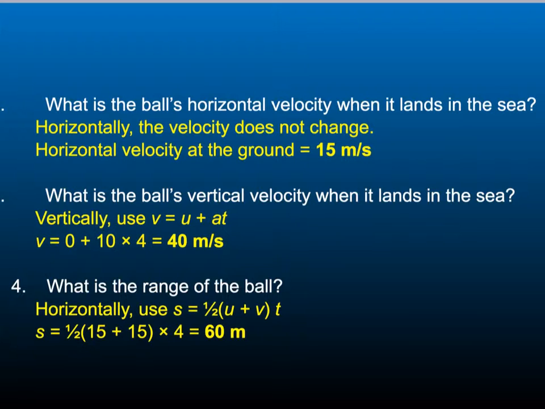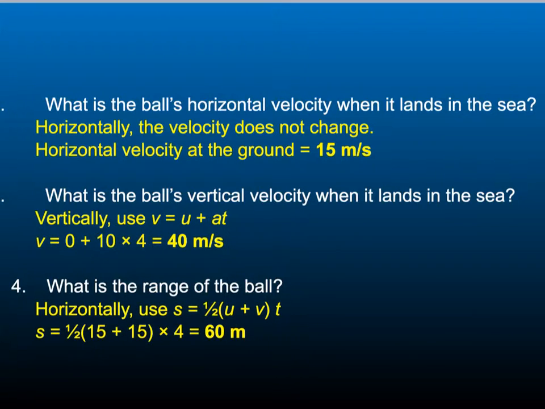Okay, and the last one, when we are talking about the range of the ball, or the distance the ball has gone from the bottom of the cliff, we are only using the horizontal velocity, or the horizontal components. We want S, which is going to be the distance from the bottom of the cliff. We have U, which is 15. We also have V, which is 15, because as the ball is travelling, its velocity does not change horizontally. And then we've also got the time, which is 4.